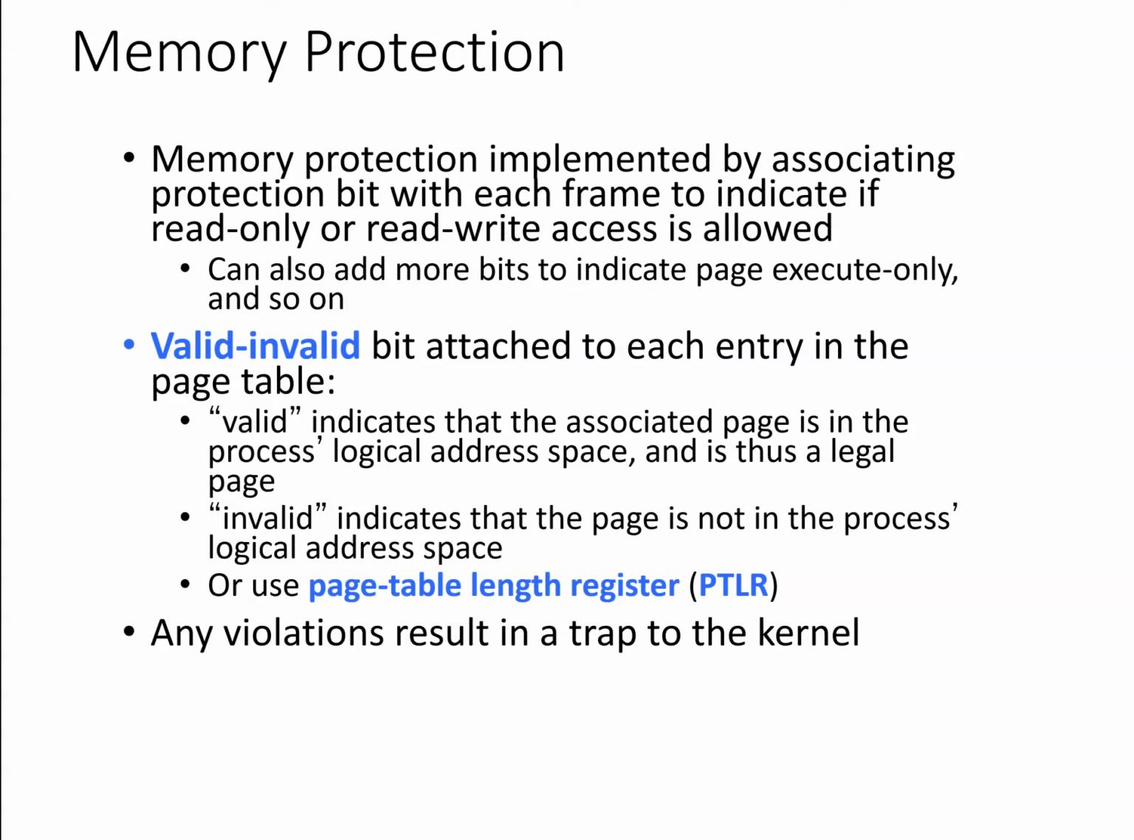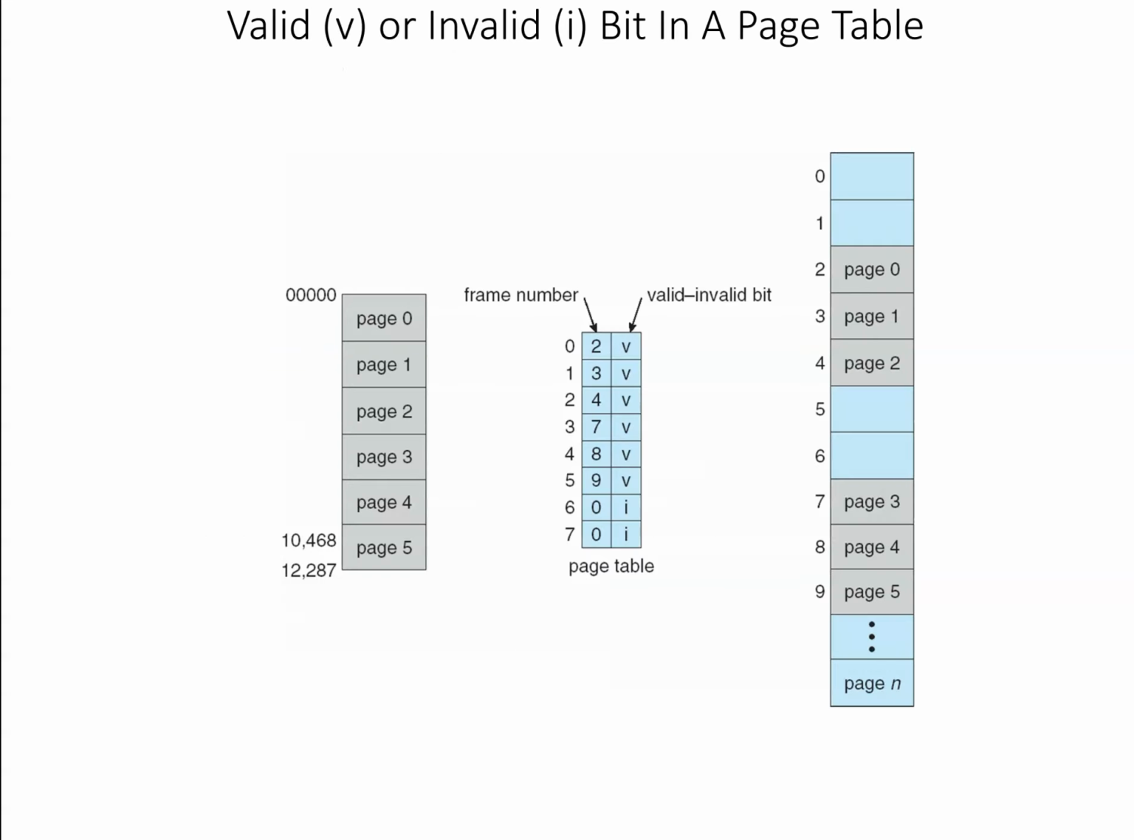Memory protection is implemented by associating a protection bit with each frame to indicate if it's read-only or read-write. We can also add more bits to indicate if pages are execute-only and so on, a way to protect program memory. There is a valid-invalid bit attached to each entry in the page table. Valid indicates the associated page is in the process logical address space and is thus legal. Invalid indicates the page is not in the process logical address space, or we can use the page table length register. Any violations of this would result in a trap.